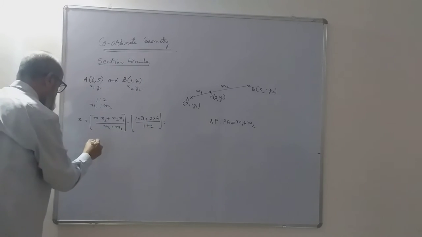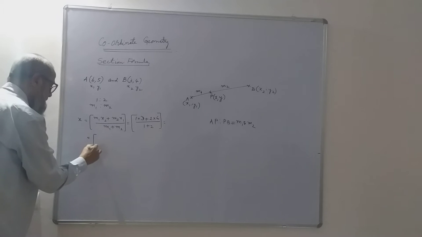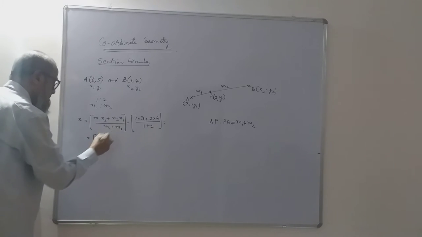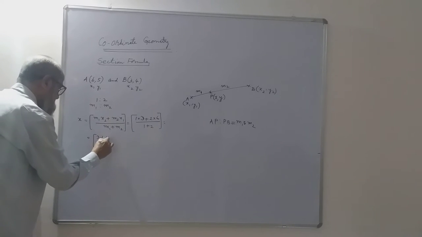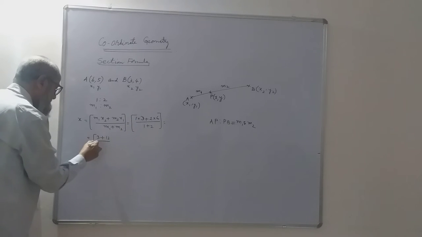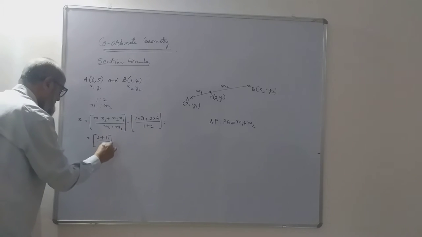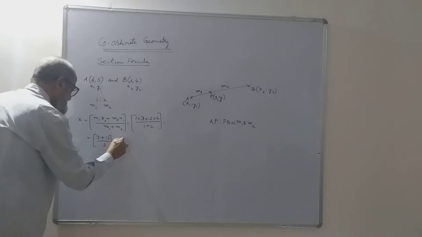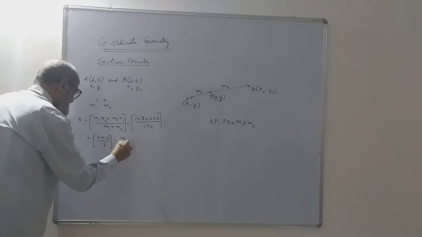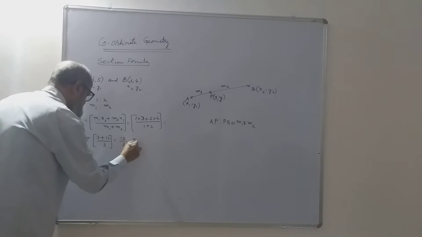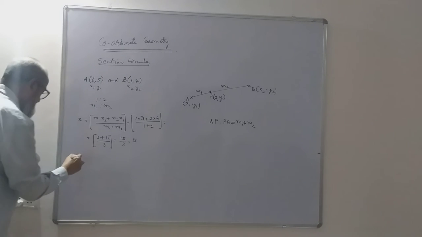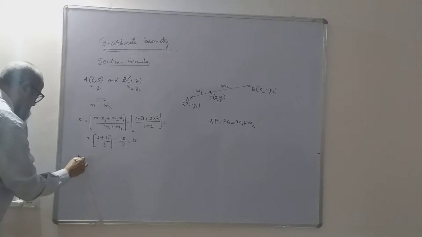So 1 into 3 is 3, 3 plus 2 into 6 is 12, 3 plus 12 is 15, divided by 3. It is divisible, so it is 5. So x is 5. Now similarly, we have to find out y.